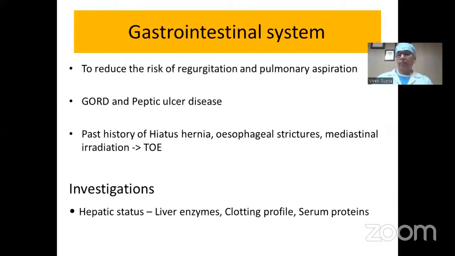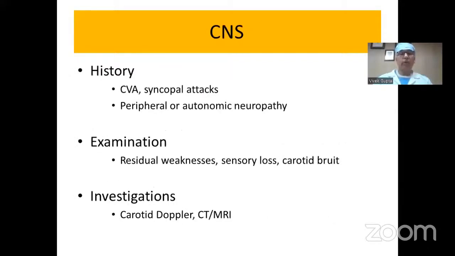GI tract history and evaluation to look for gastroesophageal reflux disease and peptic ulcer disease. This will help to reduce the risk of regurgitation, and we can look for any contraindications such as mediastinal radiation or esophageal stricture for the placement of the transesophageal echocardiography. Look at the liver enzymes, clotting profile and serum protein.